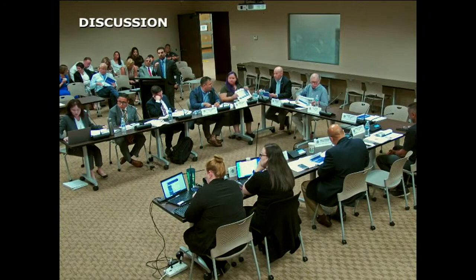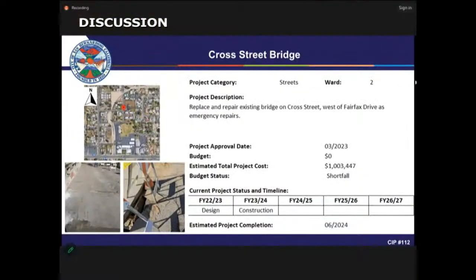The next project is Cross Street Bridge emergency improvements rehabilitation. So this is the existing bridge on Cross Street, west of Fairfax Drive. The work includes replacement of the existing bridge deck on Cross Street, west of Fairfax Drive, as emergency repairs.